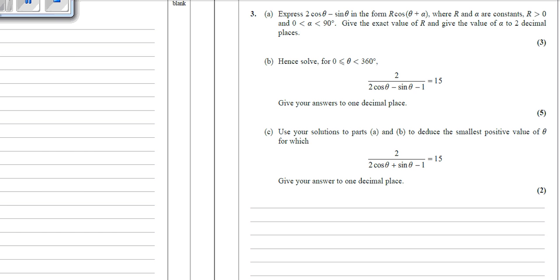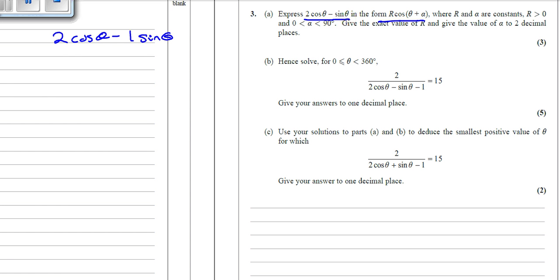Next up is how to solve the trigonometry questions that involve r cos(theta + alpha) or r sin(theta + alpha). So what we've got here is we've got to express 2 cos theta minus sine theta. And I'm going to write 1 sine theta. It's really useful to have a number in front of everything. We've got to put it in this format here.